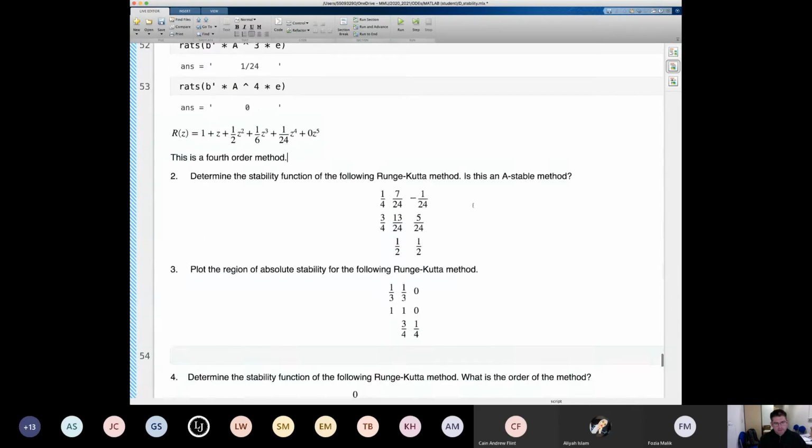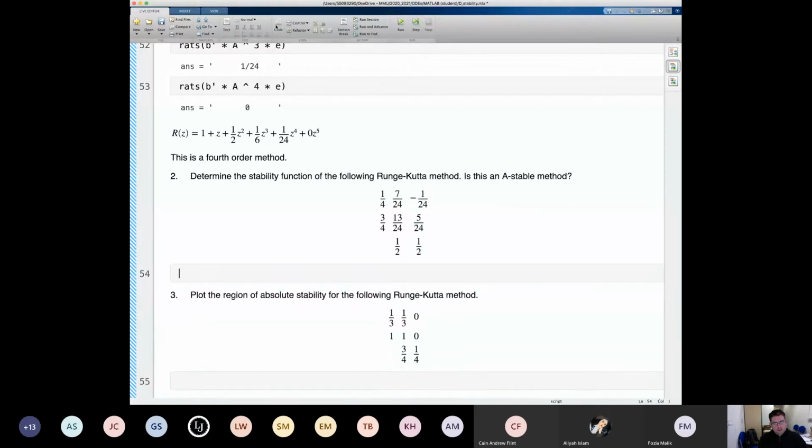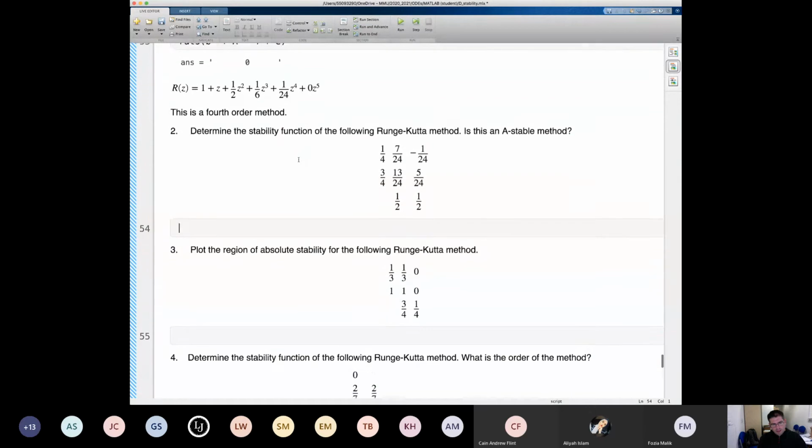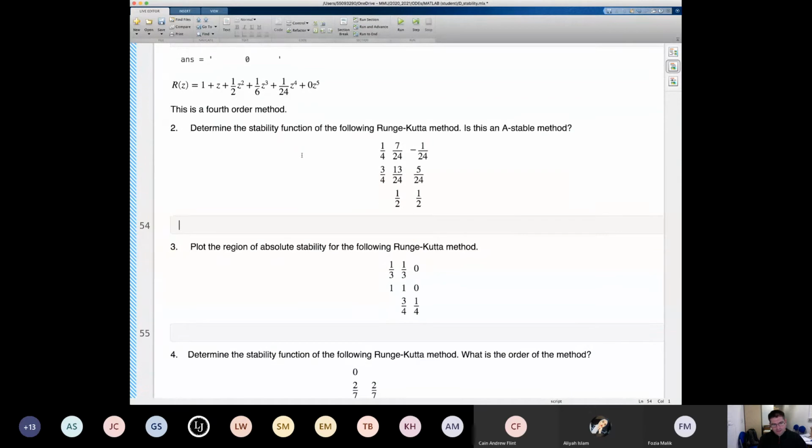Okay, so here we've got another question. Determine the stability function for a Runge-Kutta method. Now, as I mentioned in the earlier webinar, in the assessment I want you to do that by hand. I'm going to do this using MATLAB. You're welcome to use MATLAB to check that your hand calculations are correct, but when you submit your assignment, I want to see the actual individual working out. We want that typed up as well, professionally presented.